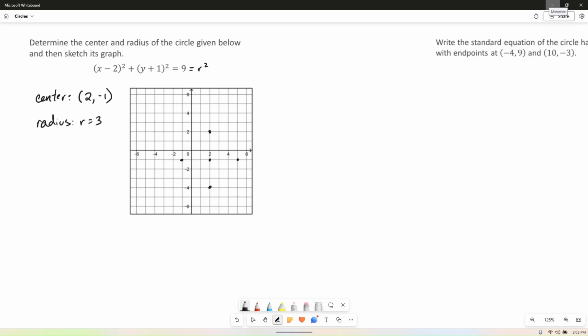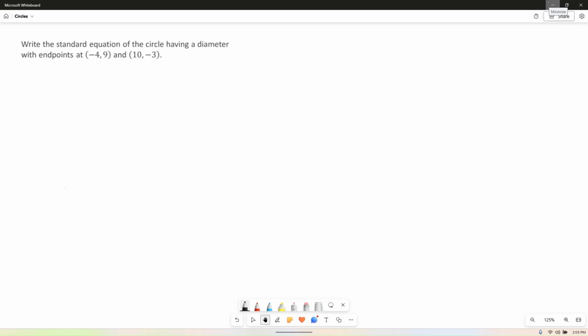And so that gives me 4 points. And I can just connect a nice circle going around through those 4 points. Okay, and that's what our circle is going to look like. All right, let's do one more example.